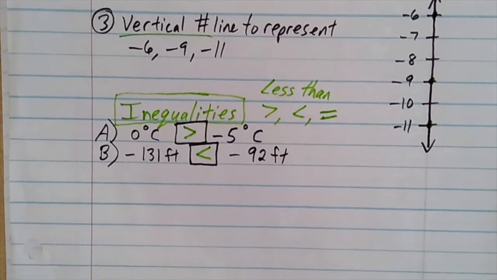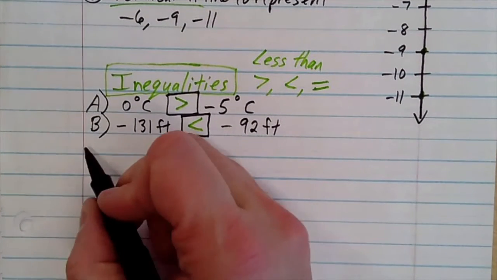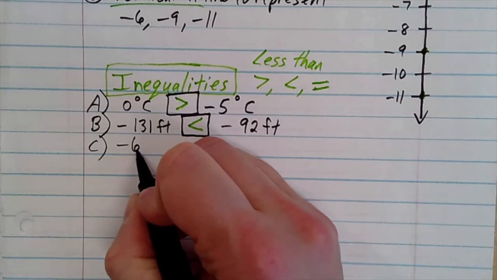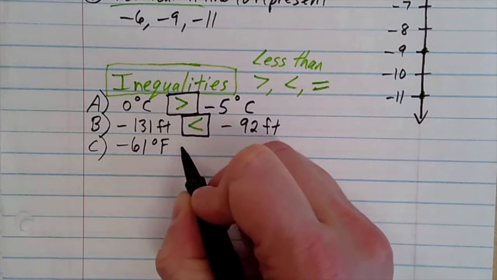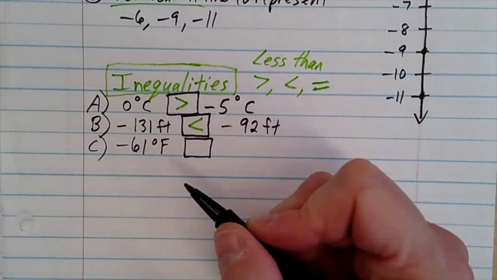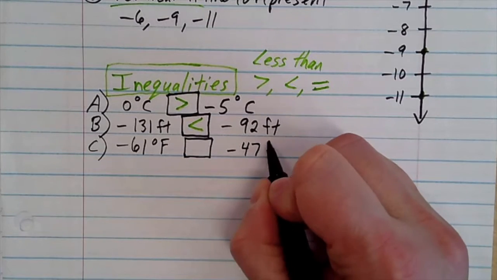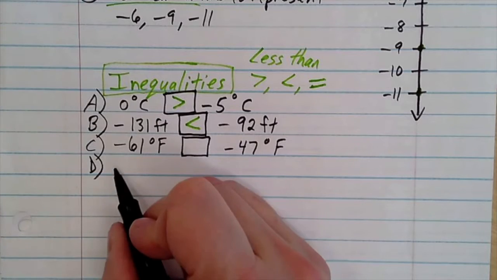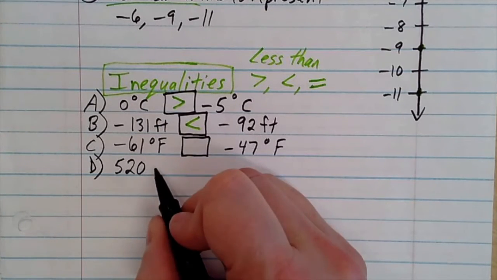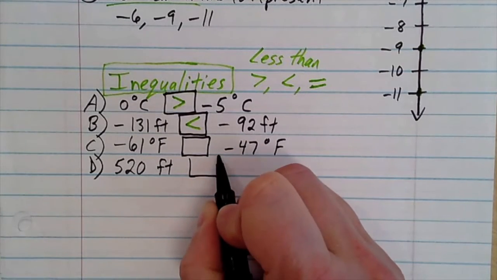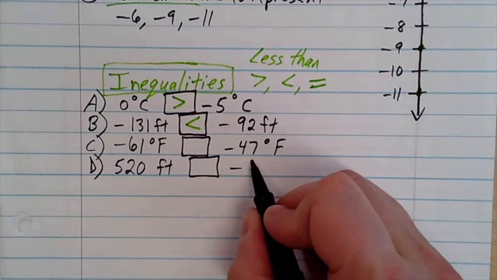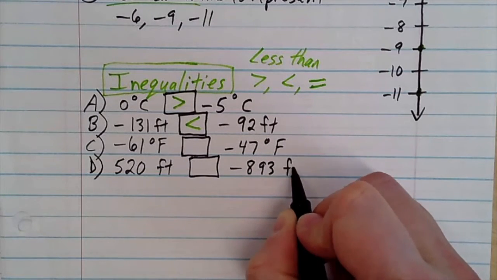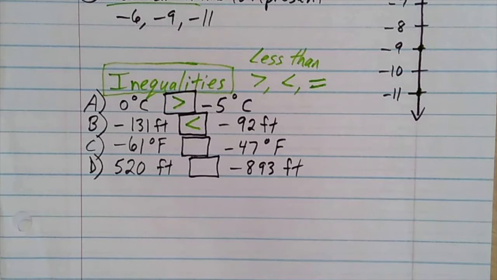Part C says -61 degrees Fahrenheit compared to -47 degrees Fahrenheit. And then I'll go ahead and write D so you can fill these in. 520 feet compared to -893 feet. So you just got to figure out your inequalities.